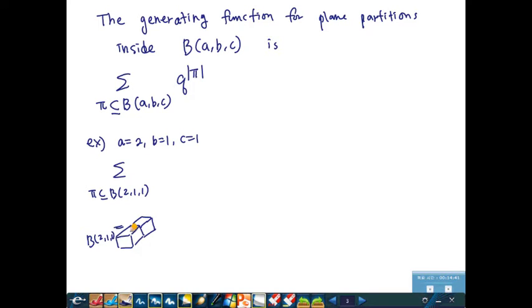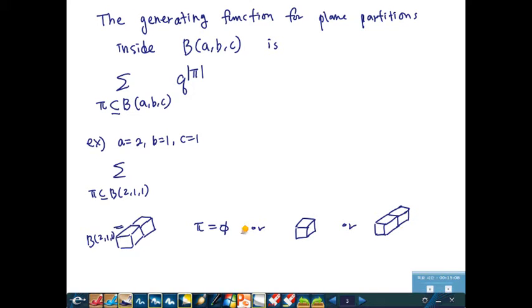Raise your hand if you think there are 2 plane partitions. 3, 4, 0 or else. The empty set is also a plane partition. So there are 3. Okay? So pi can be empty or just one box or the box B itself. There are 3 plane partitions like this.